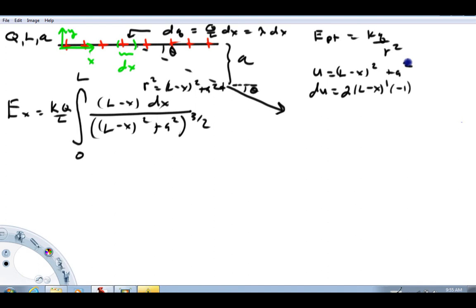Now we have to deal with the limits. If x is equal to 0, then u is equal to, looking right here, if we put a 0 here, L squared plus a squared.